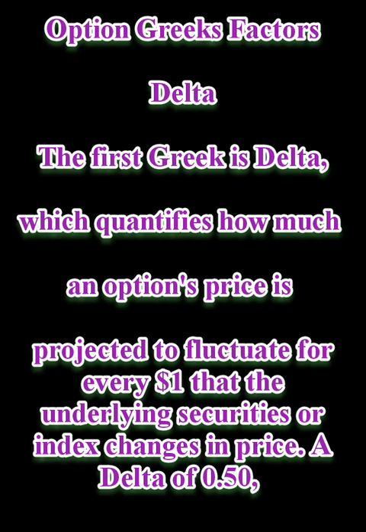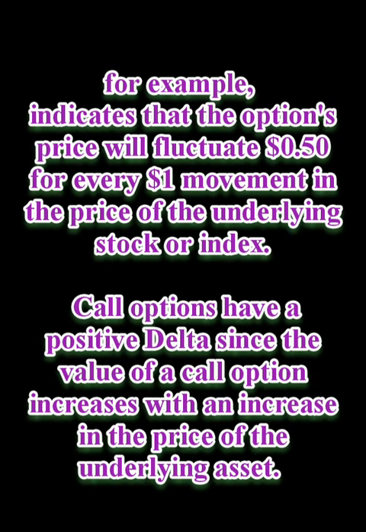Option Greeks: Delta. The first Greek is delta, which quantifies how much an option's price is projected to fluctuate for every $1 that the underlying security or index changes in price. A delta of 0.50, for example, indicates that the option's price will fluctuate 50 cents for every $1 movement in the price of the underlying stock or index.